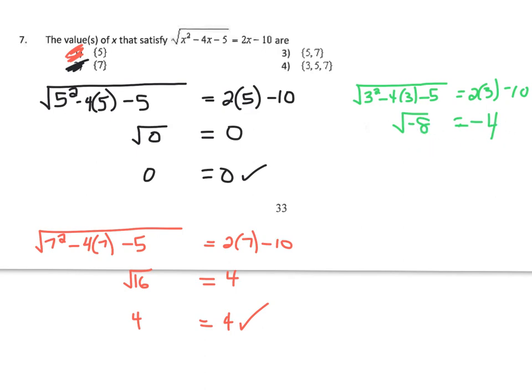So these cannot be equivalent. So I'm not even going to take it any further. I'm just going to say these aren't equal. So since 3 is not a part of our solution set, choice 4 also is not the answer. So choice 3 is the answer.